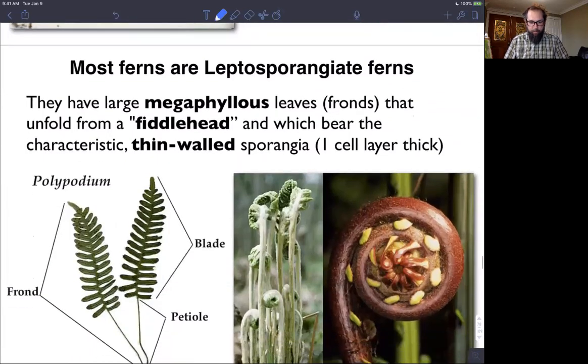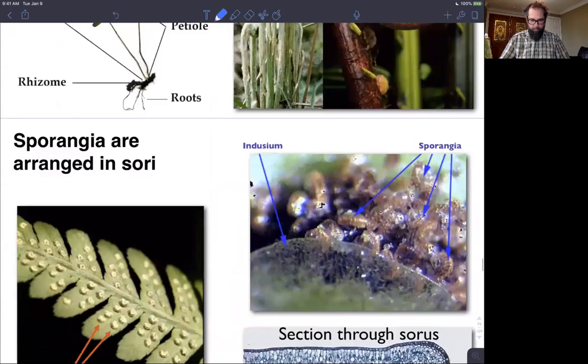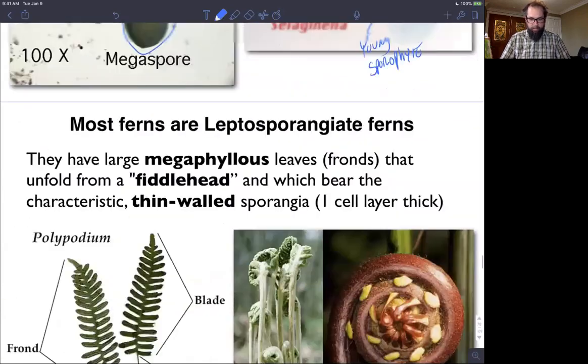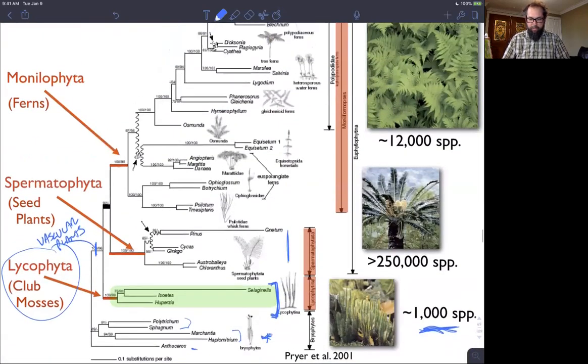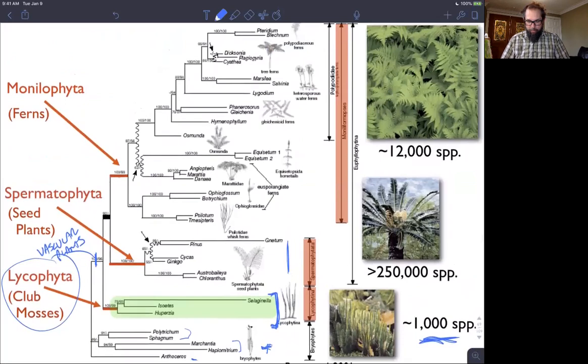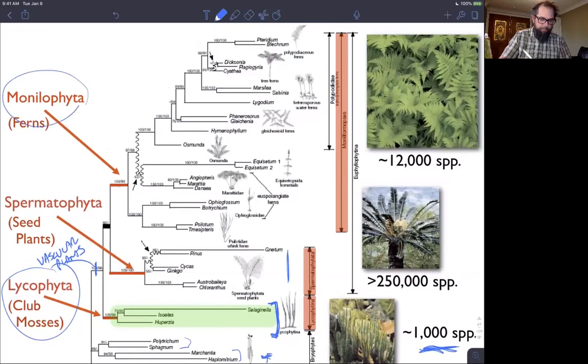I want to just take the last few minutes here and go through briefly the most diverse group, which is our fern groups. And so, let's see. I lost my phylogeny. I'm going to scroll back up to my phylogeny real quick. There's my phylogeny of the vascular plants. We just went through our lycophytes, and I want to go real quickly through the ferns themselves.